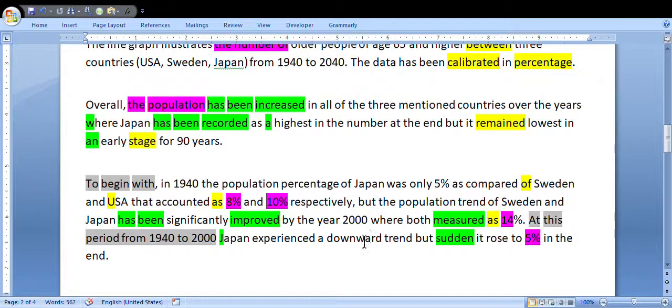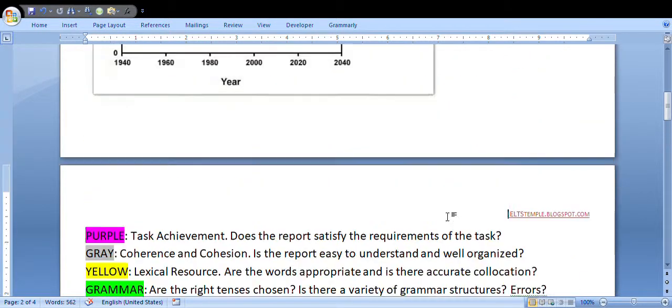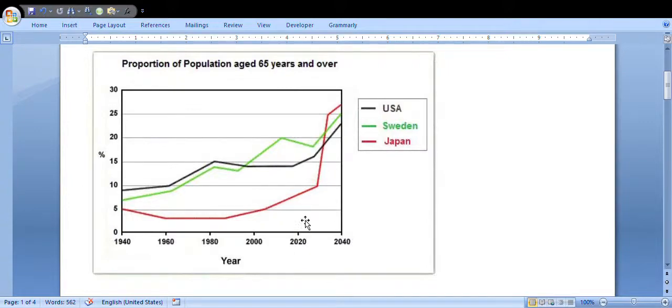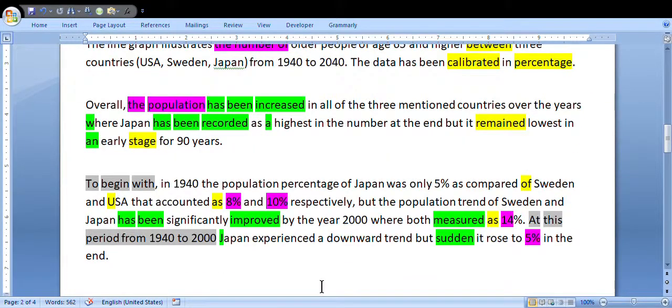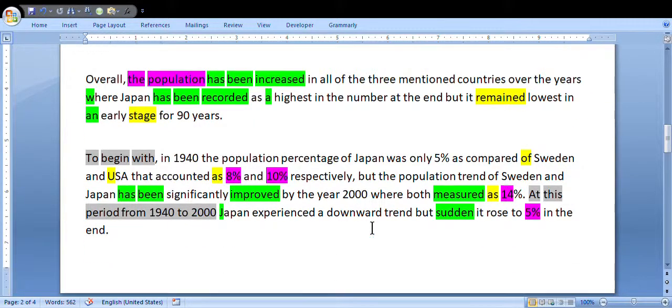Okay, by the year 2000, both measured 14%. Is that right? 2000. Should be right here in the middle. Oh, 2000. Here it is. Okay. No, yes, it is important to note that they came to the same point, but it was just before 2000. It wasn't 2000. Be accurate. Suddenly it rose to 5%. It rose not to 5%, by 5% in 2000. Okay.